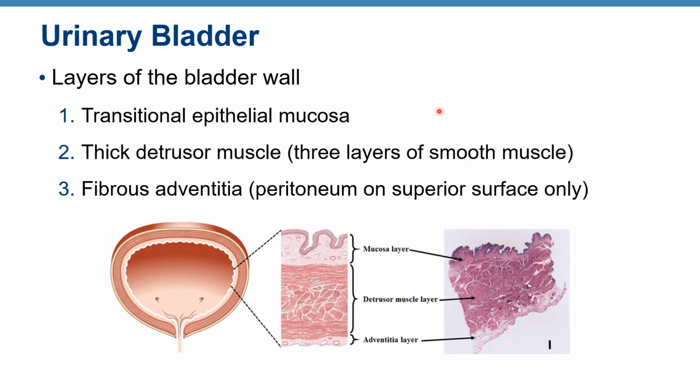Urinary bladder has three layers in its wall: transitional epithelial mucosa, then a thick layer of muscle called detrusor muscle, and adventitia. And detrusor muscle has three layers of smooth muscle. So inside is mucosa, and that's transitional epithelium, then we have lamina propria over here, and a muscular layer that's called detrusor muscle, and adventitia on the exterior surface.